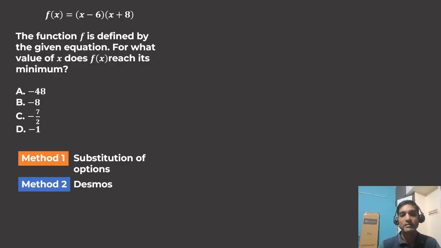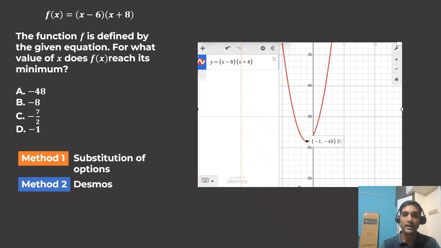The second method is Desmos. In Desmos, what you can do is quickly input this equation y equals x minus 6 times x plus 8, and this is the graph that you get. You may have to scroll down the graph a little bit till you reach the end of the parabola. Now, why is this a parabola? Because f of x is basically a quadratic function, and if you expand f of x, the coefficient of x square is going to be 1, which is positive, and hence it is going to be an upward opening parabola, hence it has a minimum.